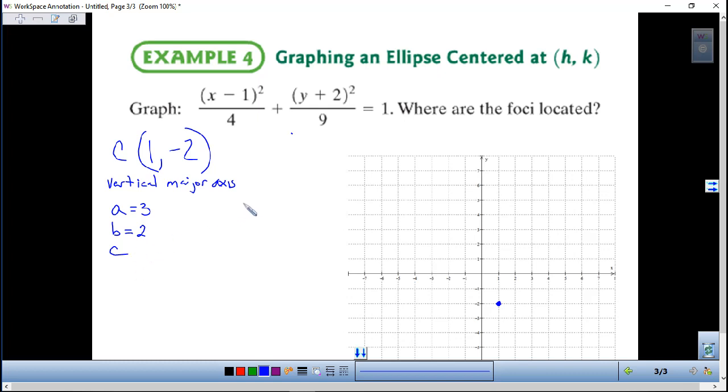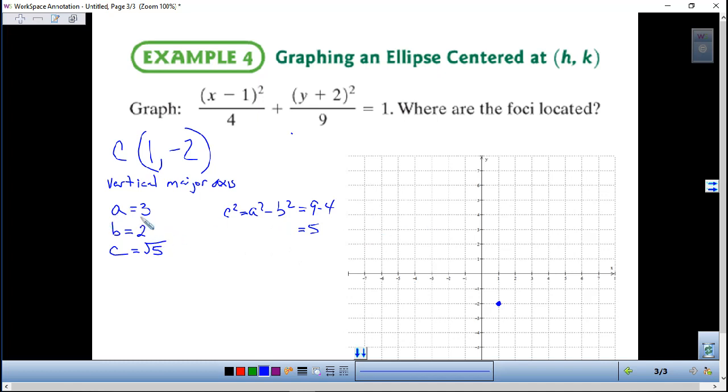B is going to be the square root of 4, which is 2. And then C, well, we know that C squared equals A squared minus B squared. So that means we've got 9 minus 4, which is 5. And that's C squared. So C is the square root of 5. We already talked about that.